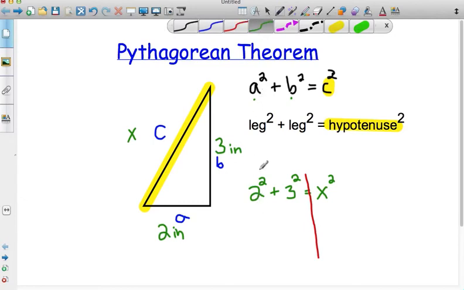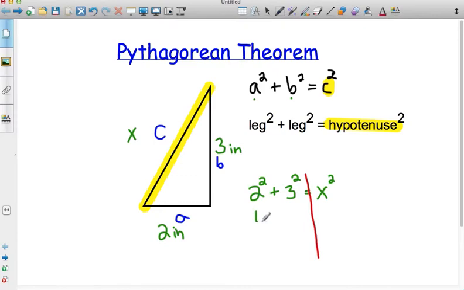I'm going to simplify. I have 2 squared. 2 times 2 is 4. Plus 3 squared. 3 times 3 is 9. And that's going to equal x squared. I didn't do anything to this right side, which is why I'm just going to rewrite it like this. Again, I can simplify on the left. 4 plus 9 is 13, which is equal to x squared.